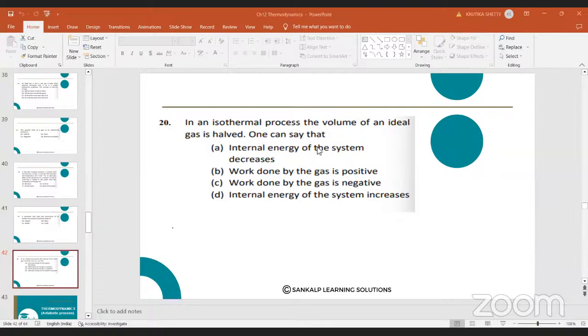So in the beginning, in the first two slides, we discussed work done and internal energy, when it is positive and negative. So here in case of isothermal process, when the volume is reduced, the work done, it is C. Yes, that is, the work done by the gas is negative. Yes, very good. So the work done by the gas is negative. Option C. Yes, let us go for the next question. That is for the adiabatic process.